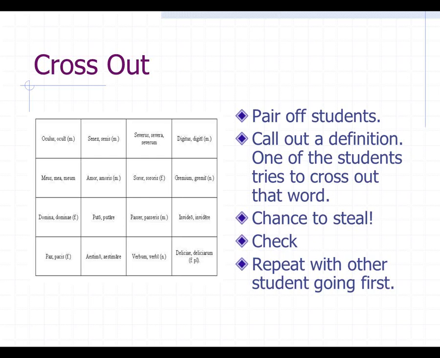And then after 5 seconds you say, chance to steal. And if student 1 can't cross out the word, then student 2, or 3 if there are 3 people in the group, can do so. And then you say, what's the word for "my"? And the students from any group chorus out the answers, and they check to make sure that they've marked off the correct word and not a different word that they'll need to use later.